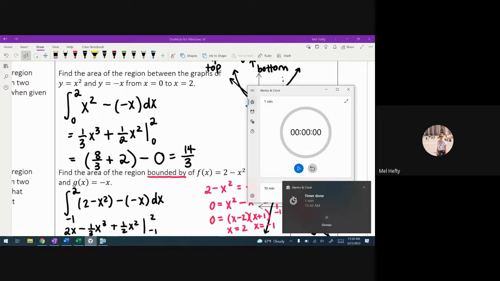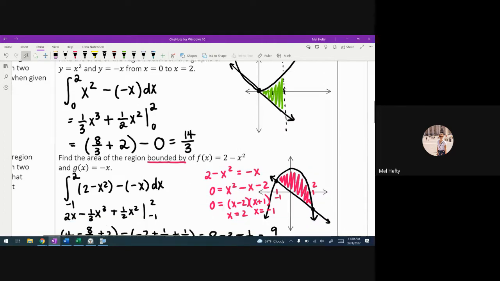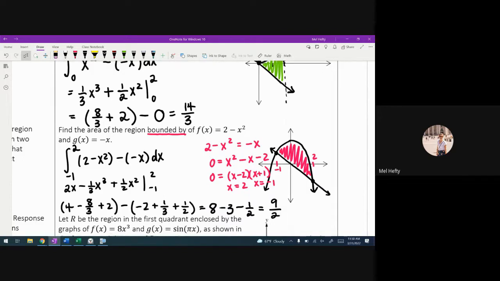All right, let's run through this. It's okay if we're a little rusty. It's been a hot second since we integrated and plugged in some bounds. So our integral, we should have 2x from the 2, negative 1/3 x cubed from the x squared, and then plus 1/2 x squared from the minus negative x. Plugging in the 2 first, I got 4 minus 8/3 plus 2. Plugging in the negative 1, you got negative 2 plus 1/3 plus 1/2.